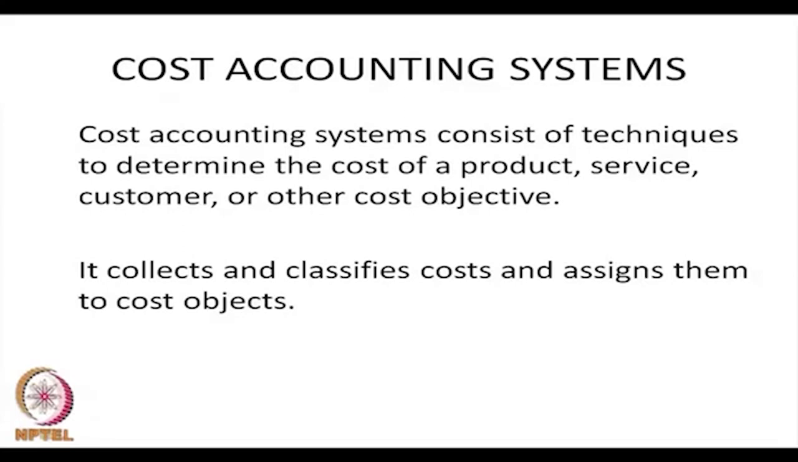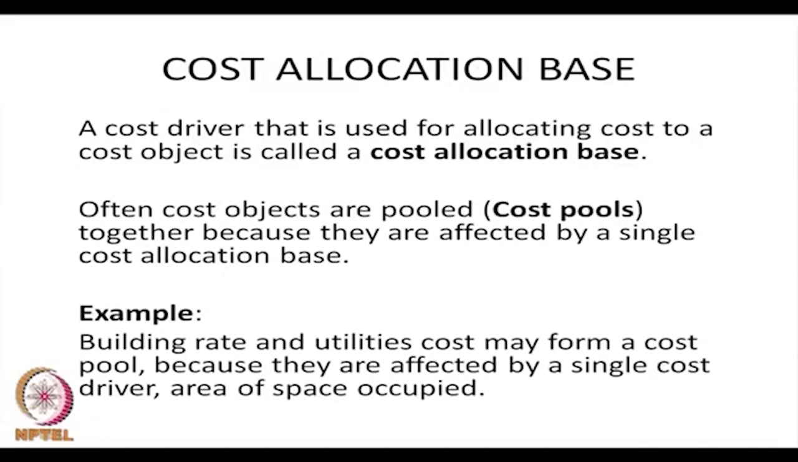Before we start discussing cost allocation, let me recall that a cost accounting system is basically a set of techniques to determine the cost of a product, service, customer or similar such cost objectives. Basically, it collects and classifies costs and assigns them to different cost objects. Now, if you recall, when we assign or allocate a cost to any particular cost object, we need to define a cost driver.